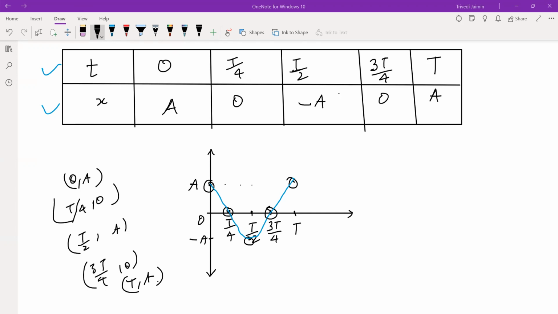Sir, I don't know how to form it into words. See, go with the values. First one, what we did, we took 0. Then what happens? X equals A. What does it mean? What is A? Turn your pages and see what we wrote yesterday. What is A? A is amplitude, right?